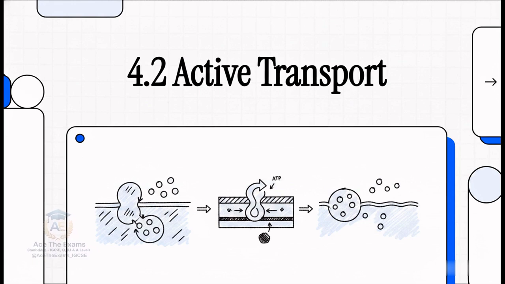So in this explainer, we're going to dive deep into 4.2 active transport, focusing on endocytosis and exocytosis, and we're going to unpack the high-mark exam strategy. We're going to expose exactly what that cold open mistake is, and more importantly, how we can apply the precise framework that senior examiners are actually looking for.